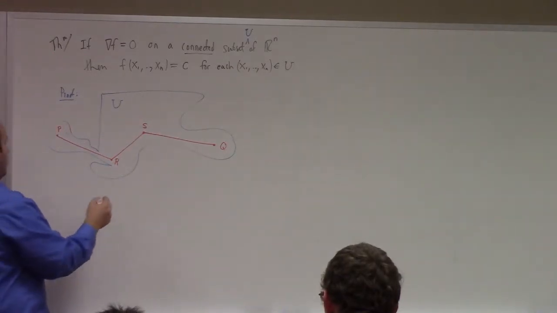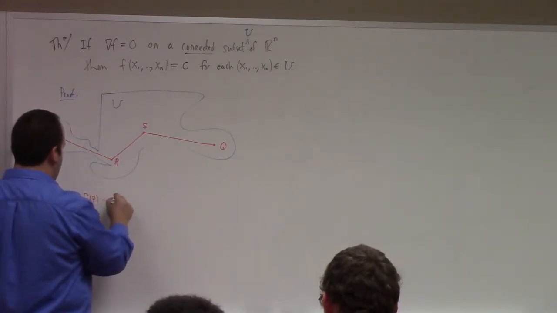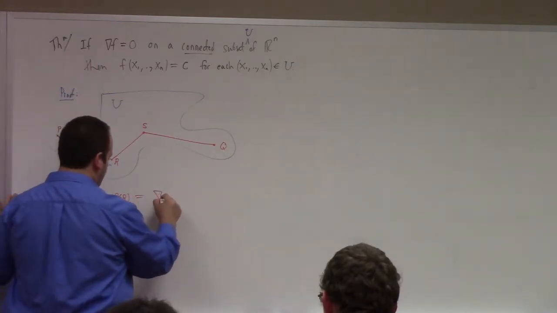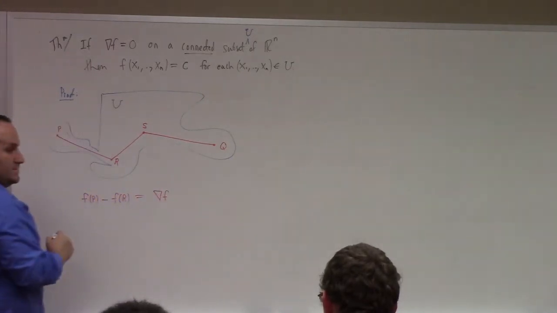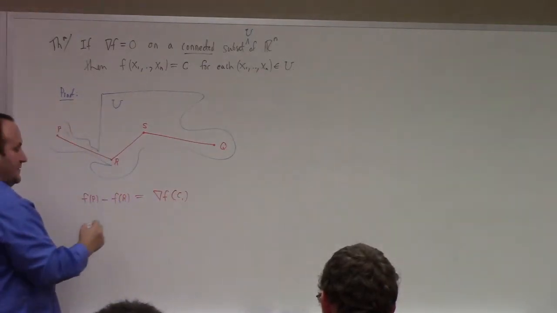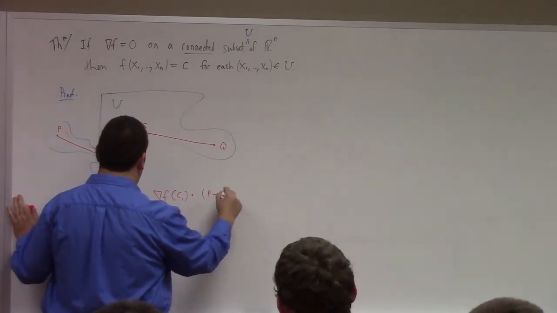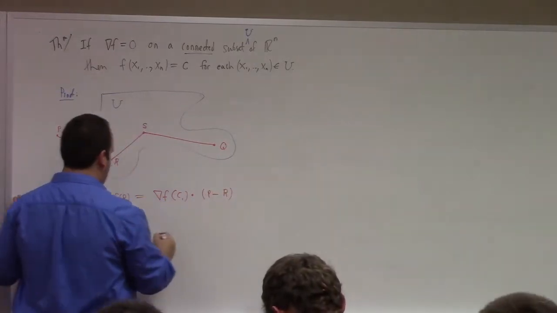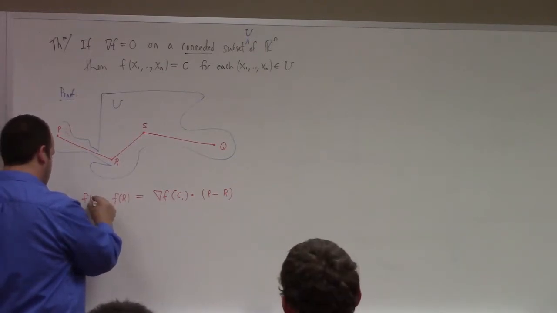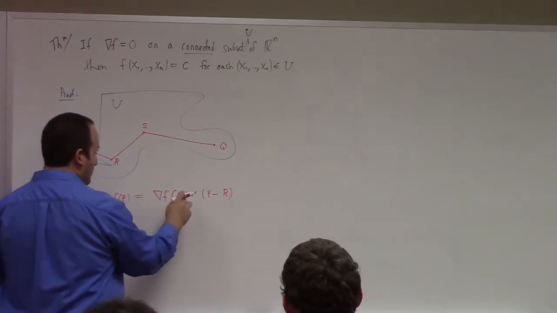So what can we say about f of P minus f of R? It is equal to the gradient of f at some point C1 dotted with what? P minus R, right? Oh, I'm sorry, I should do R minus P. R and P, because P is the starting point, right?